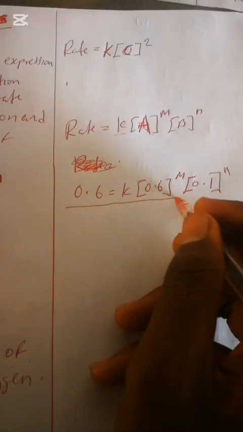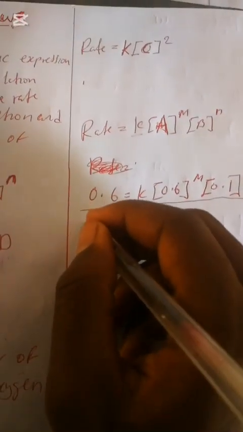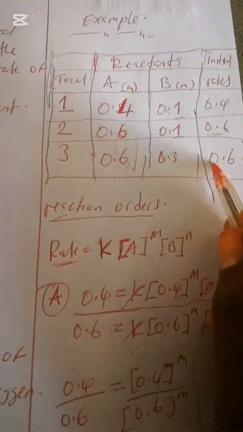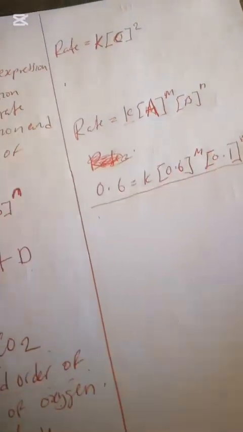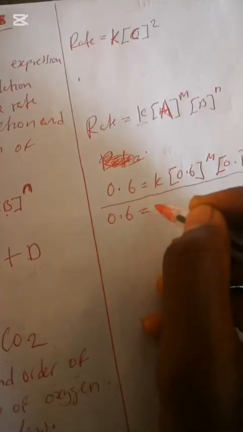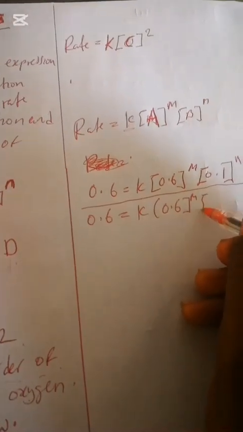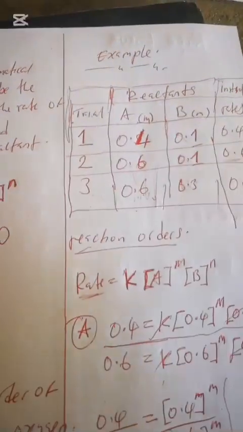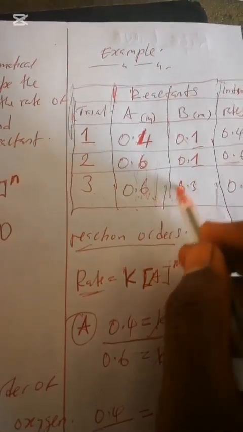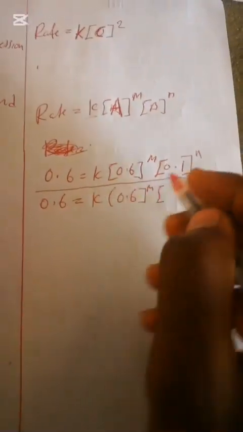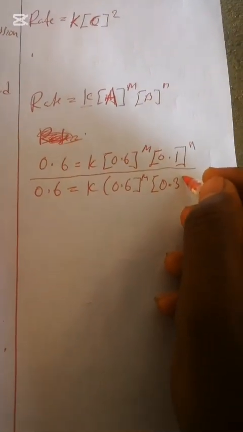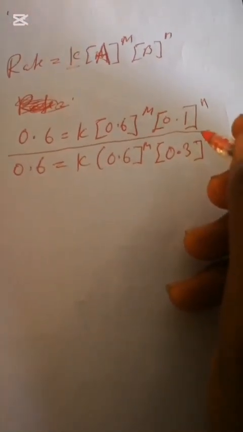So we divide, always we divide. Here it is equal to what? Here also is 0.1, 0.6. So 0.6 is equal to K, also 0.6 to the power m. Then the last one, so 0.6 and 0.3, those are the reactants. So 0.3 to the power n.